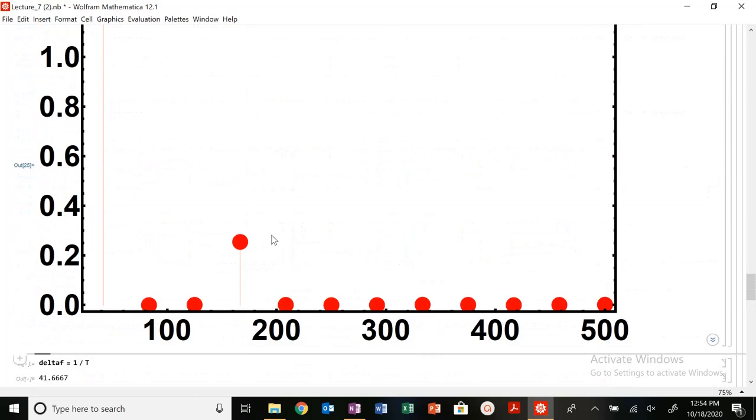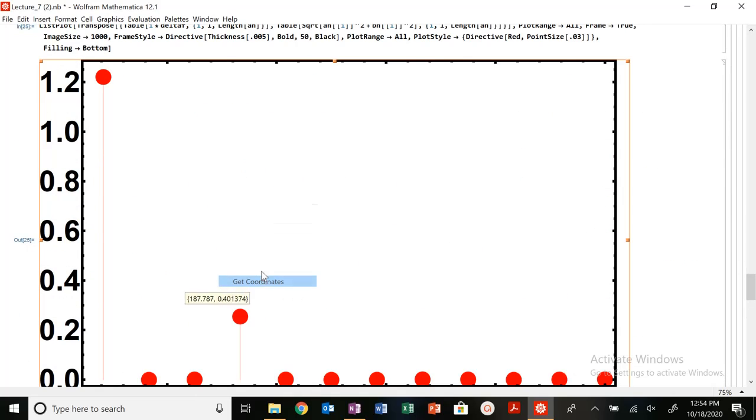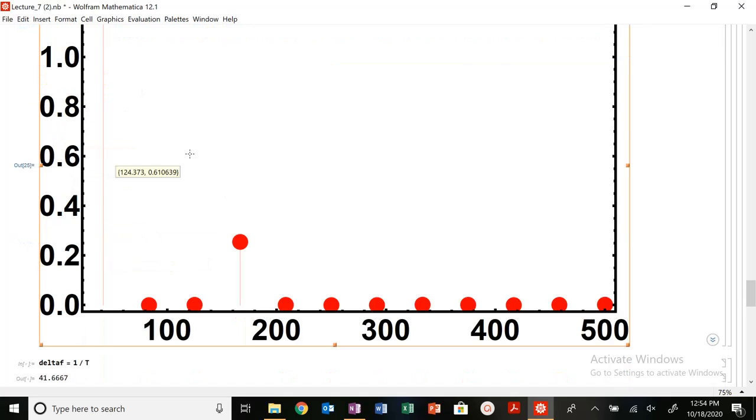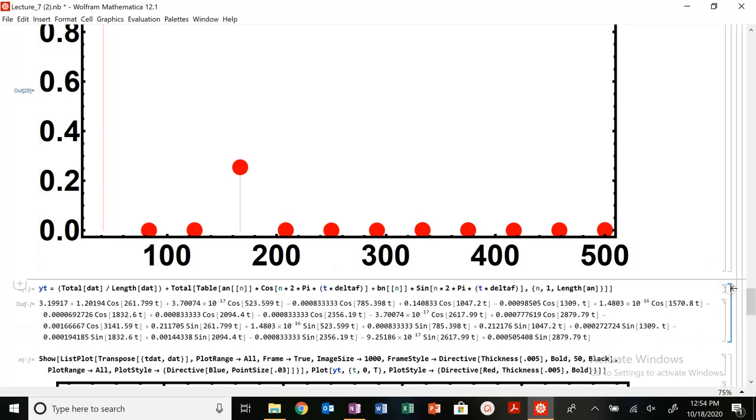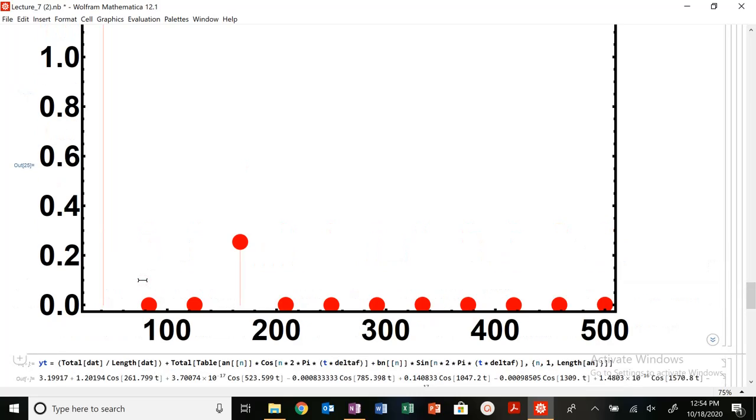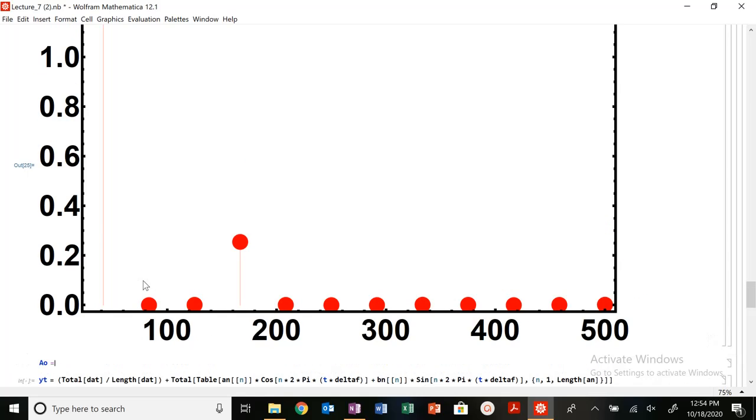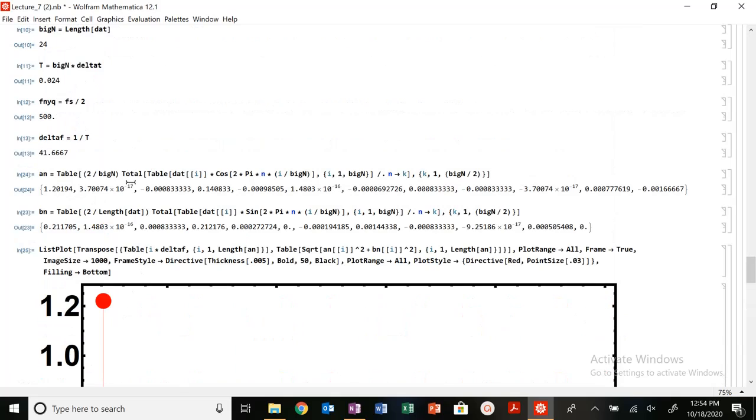This is my frequency spectrum. I can see that my fundamental frequency, my lowest non-zero frequency, is 41.66, just like we anticipated. That's also my dominant frequency, and my maximum frequency is just my Nyquist frequency of 500. That's it. So in order to get our Fourier series, we need our A naught, which is equal to 2 divided by big N, and then we just have the total. Let me just take this here.